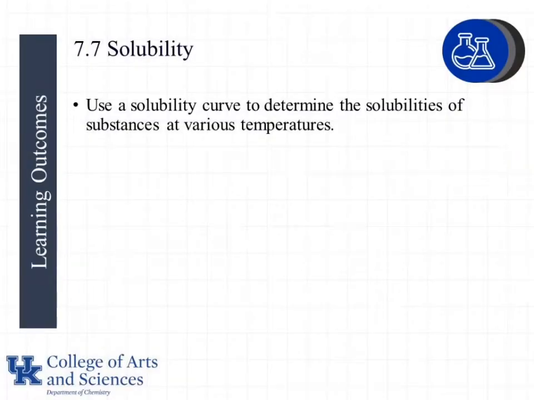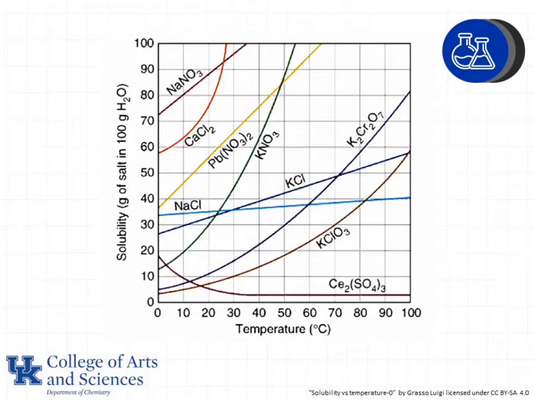In this lesson, we're going to use a solubility curve to determine the solubilities of substances at different temperatures. This chart shows us the solubility of a variety of solutes in 100 grams of water at a variety of temperatures. Notice that each compound has its own unique solubility curve.